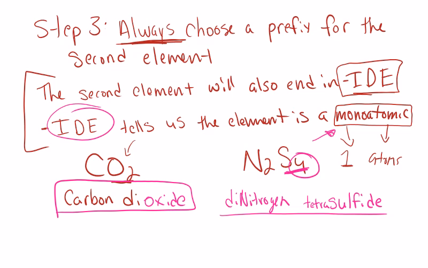On the next slide, we're going to do a few practice problems. We are going to be working on page 3 of our book, 11 through 20. We're just going to name a few of these together until you get the hang of it. Number 11 is P4S5. Let's go ahead and name this. We recognize that it's a covalent bond because they're both nonmetals. The first step is to name the first element, which in this case is phosphorus.